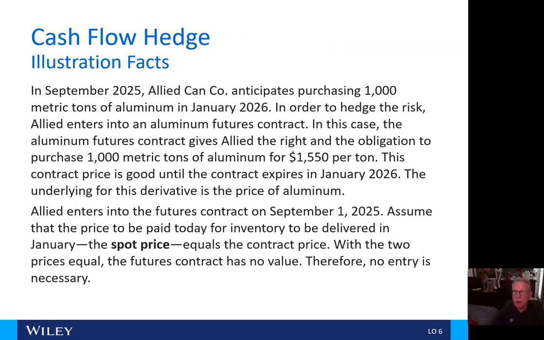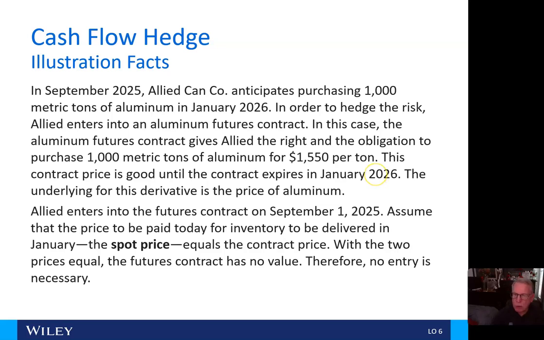So here's an illustration. In September 2025, Allied Can Company anticipates purchasing 1,000 metric tons of aluminum in January 2026. In order to hedge the risk, Allied enters into aluminum futures contract. In this case, the aluminum futures contract gives Allied the right and obligation to purchase 1,000 metric tons of aluminum for $1,550 per ton. This contract price is good until the contract expires in January 2026. The underlying for this derivative is the price of aluminum.